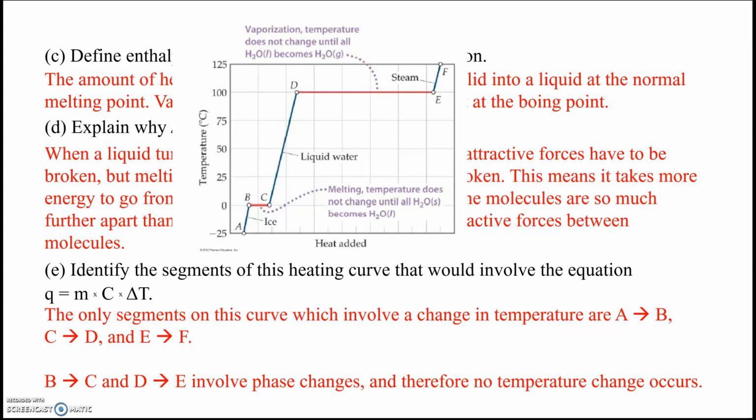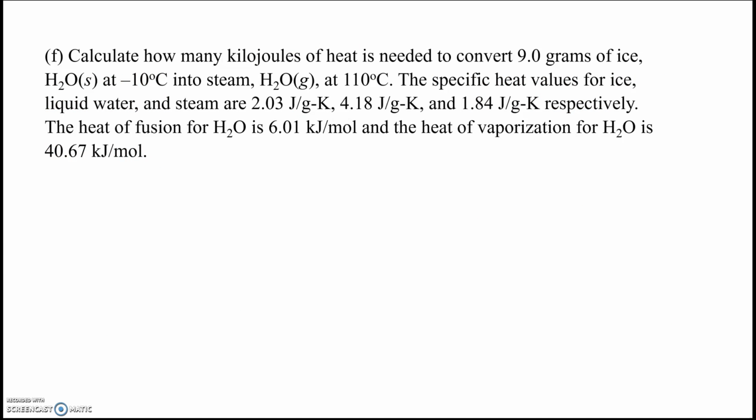So that's that statement right there. All right, now we've got kind of a big calculation question. The question asks us to calculate how many kilojoules of heat are needed to convert 9 grams of ice that are solid at minus 10 degrees Celsius into steam at 110 degrees Celsius.